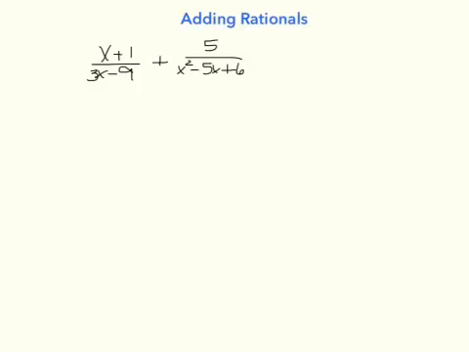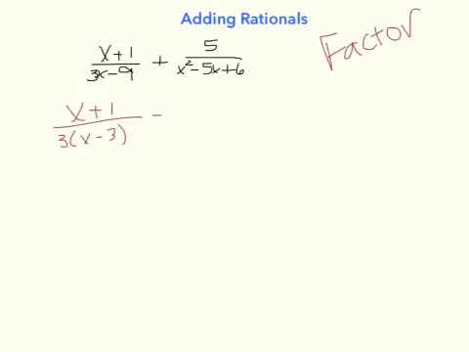So remember, the first step in adding rationals would be to factor. So I'm going to factor. I can't factor x plus 1, but I can factor out a 3 on the bottom. 5 is simplified, but I can factor here. Let's see. This one would be minus 3 and minus 2.